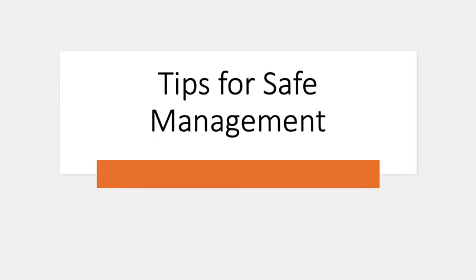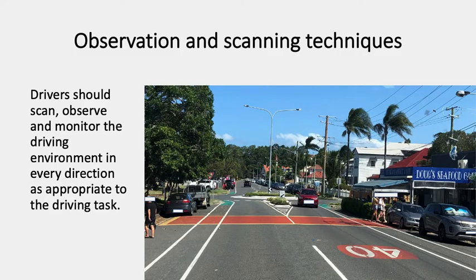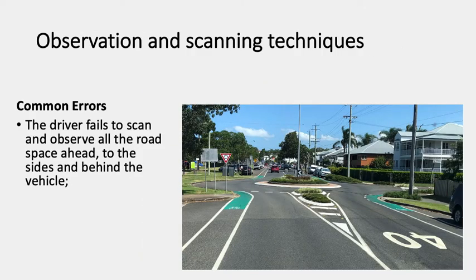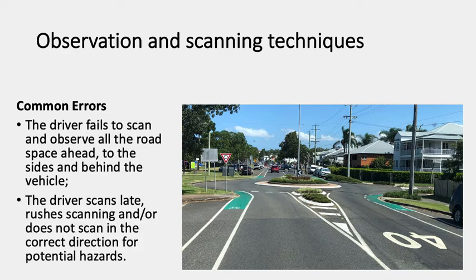Now let's move on to some tips for safe management of driving on the Flinders Parade area. Observation scanning techniques. Drivers should scan, observe and monitor the driving environment in every direction as appropriate to the driving task. Common observation scanning errors include the driver fails to scan and observe all the road space ahead, to the sides and behind the vehicle. The driver scans late, rushes scanning and or does not scan in the correct direction for potential hazards.